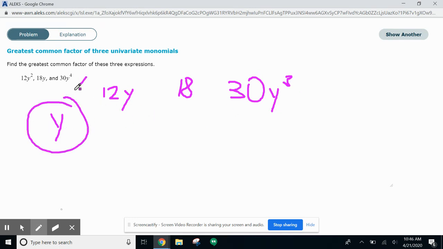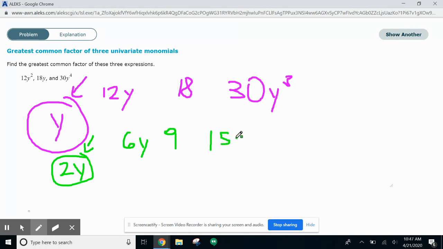So what else can I take out? Let's see, I can take out a 2. So I'm going to change colors here. If I take out a 2, now I've taken out 2y, and now I have 6y, and I have 9, and I have 15y to the third. Can I take out anything else? Yeah, I can take out a 3. So now let's do that. Let's take out a 3.